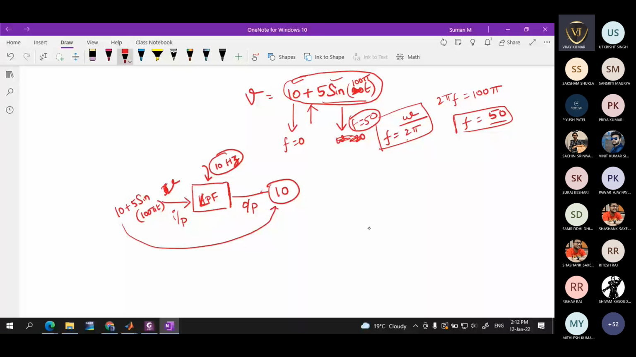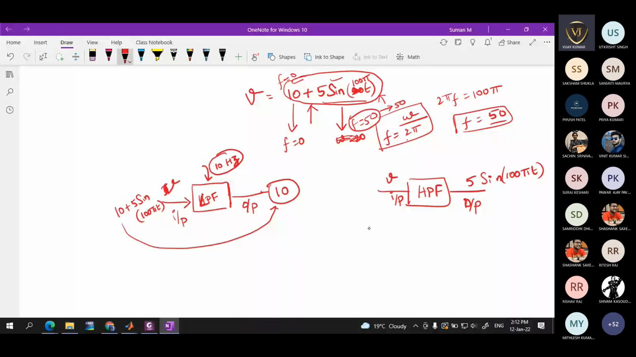Similarly, if I want only the sinusoidal signal and I want to remove the lower frequency signal, this is a higher frequency signal, this frequency is 50 hertz. This is a signal which is of 0 hertz. So if I want only the sinusoidal signal and want to remove the low frequency signal, that is 10 here, the DC component, then I can use a high pass filter. That high pass filter will allow high frequency signal. I can give the input here, that is V, and I can take the output here. Here I will be getting 5 sine 100 pi t.